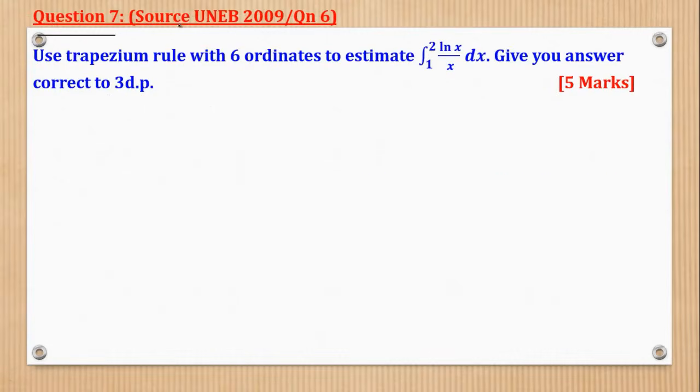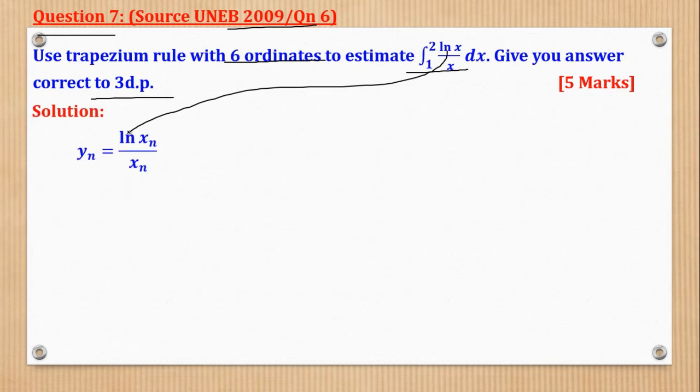Now we shall go to question 7, which came from UNEB 2009 paper 2 question 6, and says, using trapezium rule with 6 ordinates, estimate this integral and give your answer to 3 decimal places. So the first thing to do is to remember the value of y is a given function. Therefore the value of h is upper limit minus lower limit over number of ordinates minus 1 to come up with 0.2. This 0.2 is an exact decimal, otherwise I would have written a fraction.